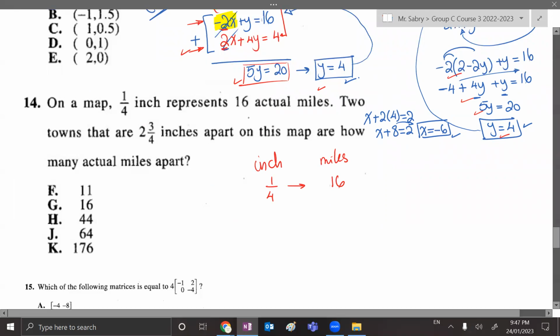Now let's read the rest of the question. 2 towns that are 3/4 inches apart on this map are how many actual miles apart? Apparently these are inches as well. And we said we put things that are alike under each other. So the inches should go under the inches. Right here, 3/4. And then I need to know how many miles are there.